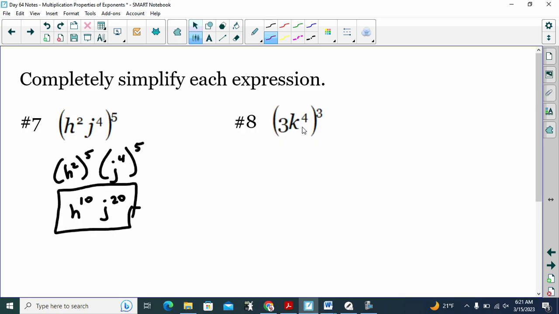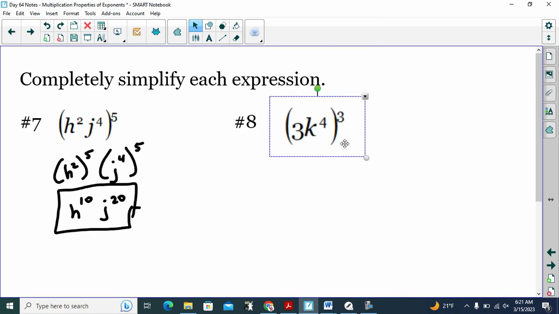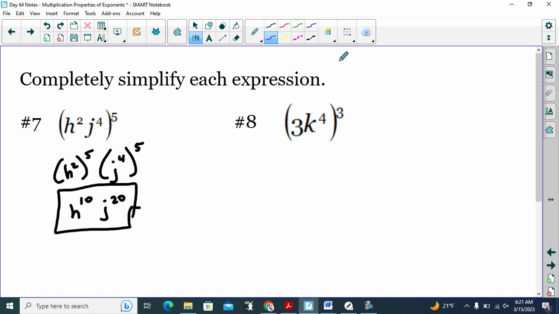Number 8. Number 8 looks kind of similar. The k to the 4th is actually the same as j to the 4th. But I've got this number out front. I've got 3k to the 4th all to the 3rd. 3k to the 4th all to the 3rd power. I do it the same way. I distribute this 3. So I have 3 to the 3rd times k to the 4th to the 3rd. I raise each part to the 3rd power.